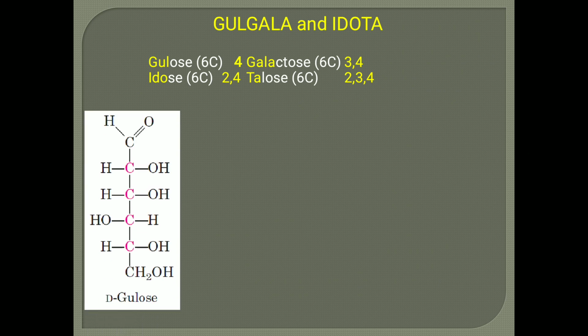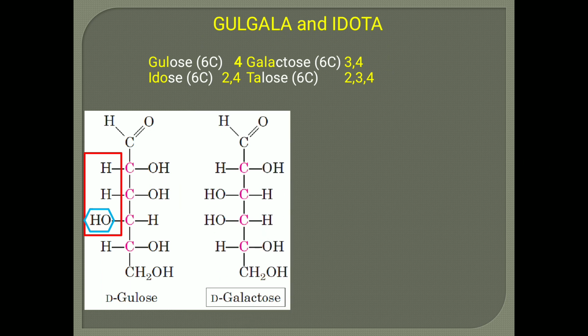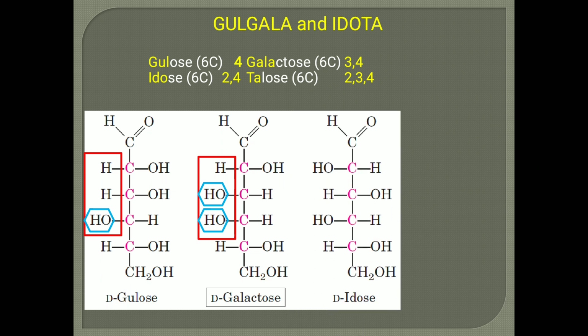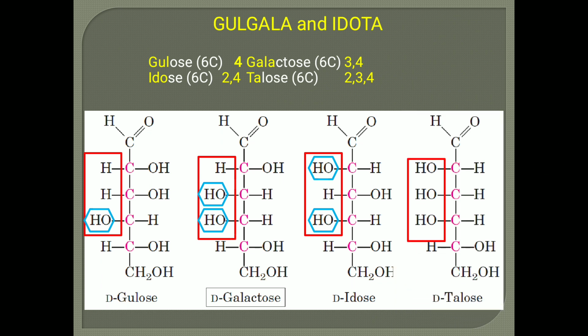So let us see the structures. In case of glucose, you can see that the fourth carbon hydroxyl group is on the right side. In case of galactose, we can see that the third and fourth carbon hydroxyl groups are on the right side. In case of idose, you can see that the second and fourth carbon OH are on the right side. And in case of talose, we can see that all the hydroxyl groups, that means second, third and fourth carbon hydroxyl groups, are on the right side. Thus, in this way, it is easy to remember.